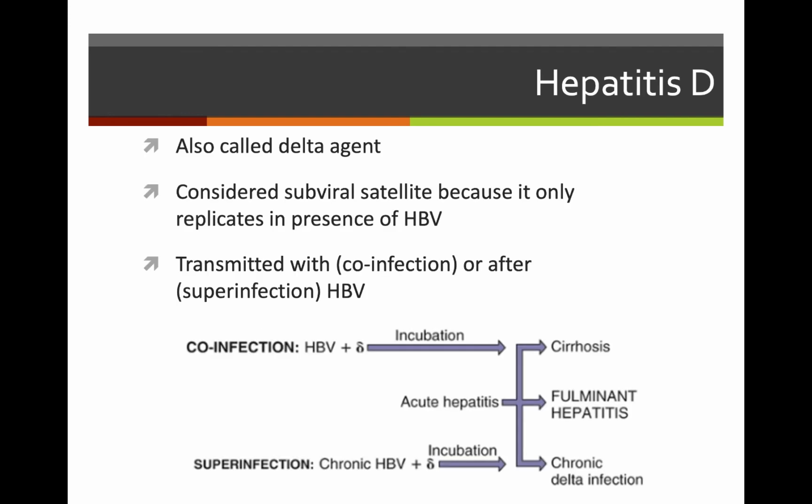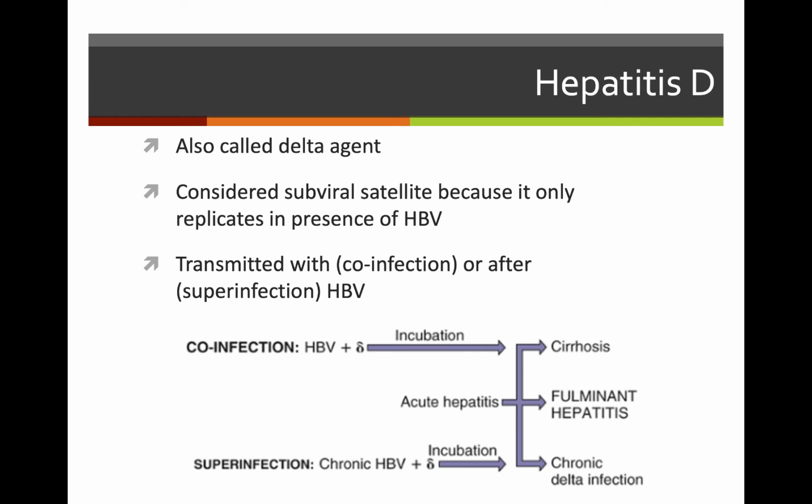Okay, I'm going to go out of alphabetical order. I know that C comes after B, but we just talked about B, so I'm going to talk about D real quick. Hepatitis D is also called Delta agent. It is not considered its own virus technically. It's called a subviral satellite because it cannot replicate unless HBV, so hepatitis B, is also present.